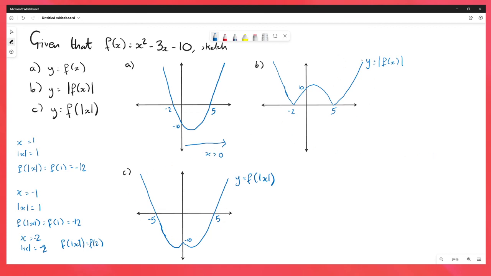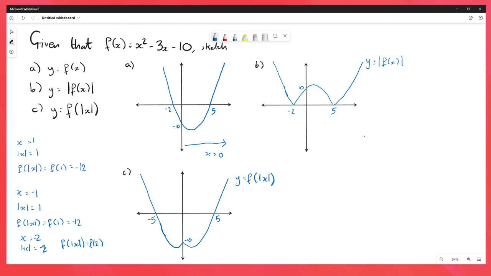So with this one, modulus on the outside, you take everything that's below the axis and reflect it up. Modulus on the inside, the right-hand side of the y-axis stays the same, and we copy it over to the left-hand side. We'll revisit this idea again when we look at transformations later on in the year, or in later videos. So don't worry if you can't quite get your head around it yet. It is a difficult concept.